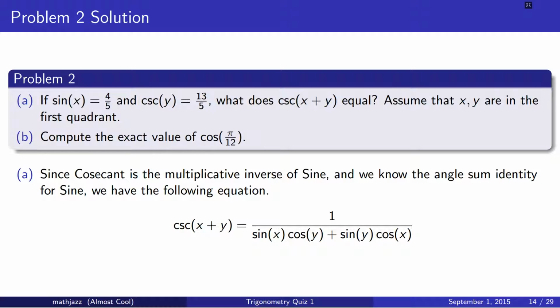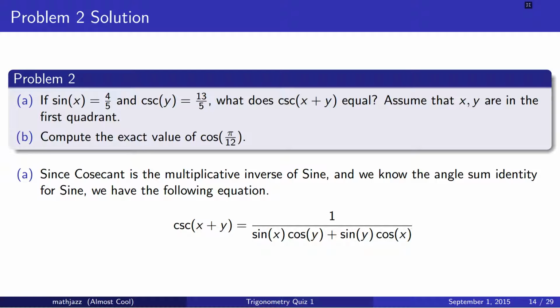So, we do not know what cosecant of x plus y is, but we do know that cosecant is 1 over sine. And we have an angle sum identity for sine. So if we convert cosecant of x plus y into 1 over sine of x plus y, and then use the angle sum identity, we get this equality here, which is 1 over sine of x times cosine of y plus sine of y times cosine of x.